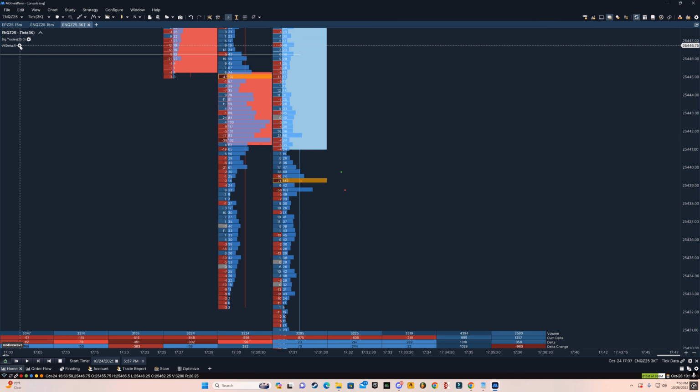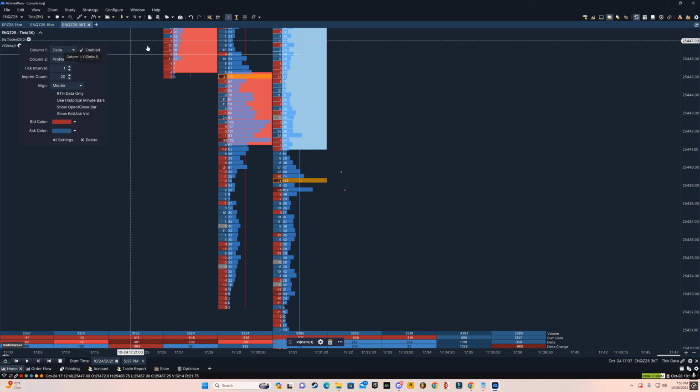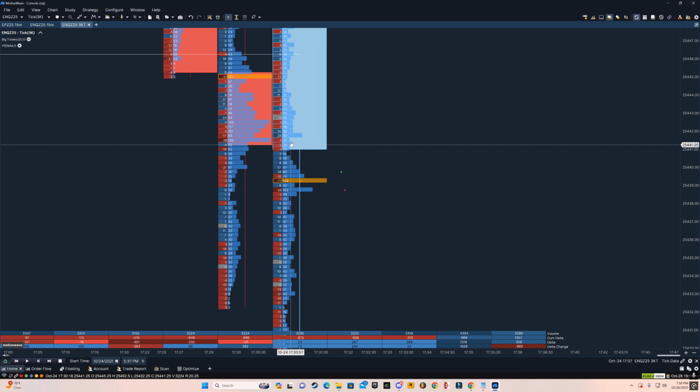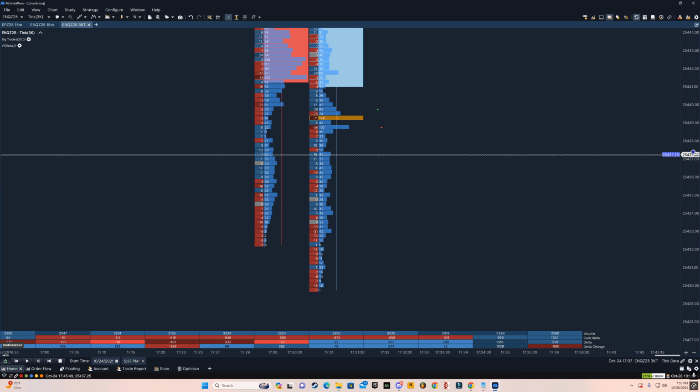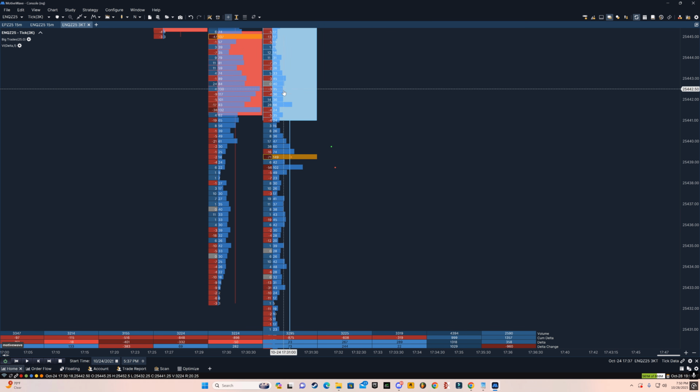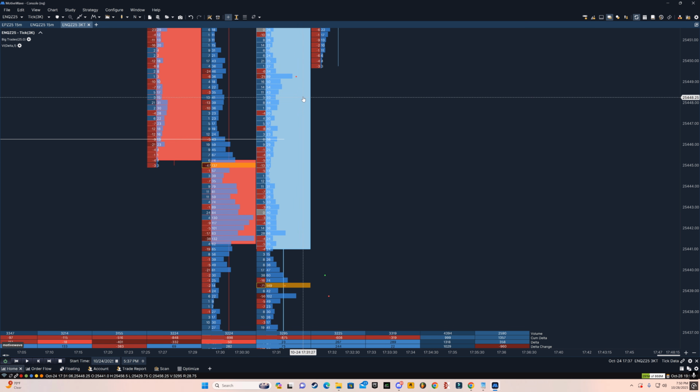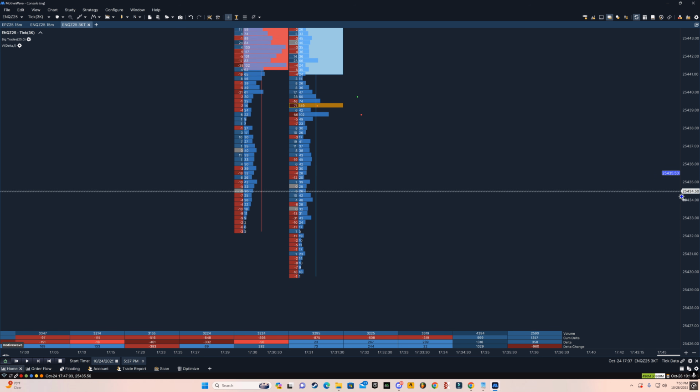So the indicator is Volume Imprint. I have on the first column the delta, which is the difference between buyers and sellers. And then on the second column, I have the profile, which shows me the total contracts traded around this price level, which is this transaction over here at around 25439.25 and 25439.50. And when I see that price sweeps liquidity, there are a lot of sellers kicking in, but the candle closes bullish, well, that means that buyers are now in control.